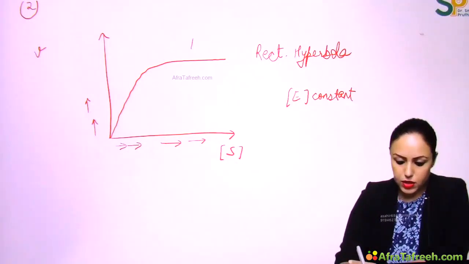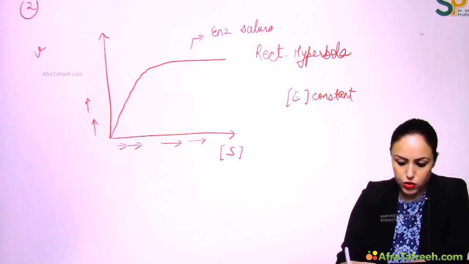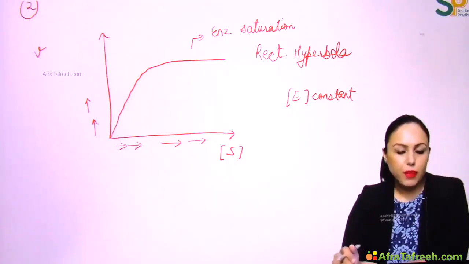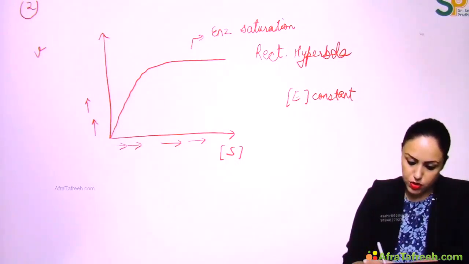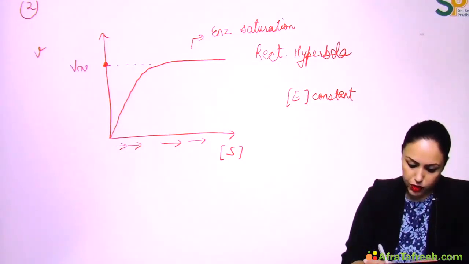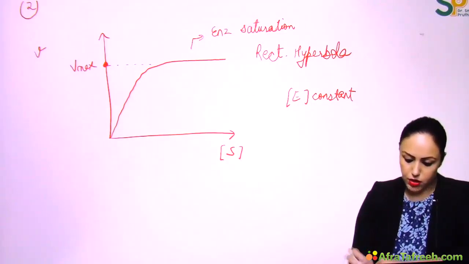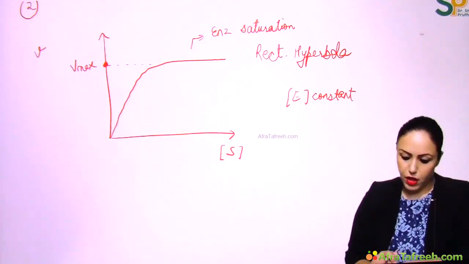This means at this point of the graph, all the enzymes are saturated. So we have reached enzyme saturation here, and this is the maximum velocity possible. This point on the y-axis is the maximum velocity, that is Vmax, right? This is Vmax on the y-axis.